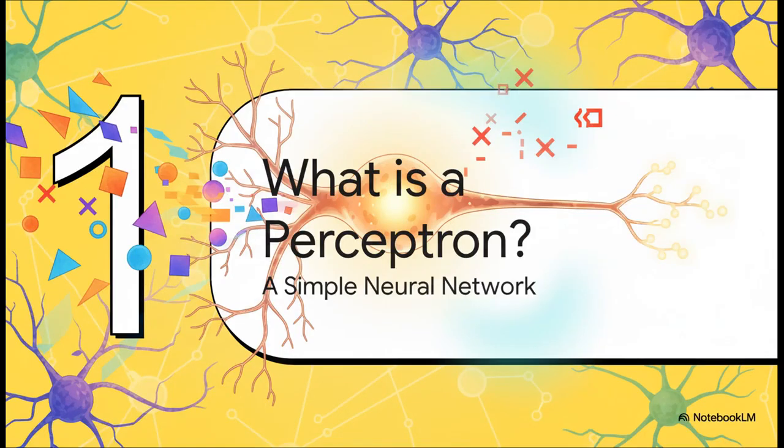So to really get this, we've got to meet the hero of our story today, the perceptron. Now, just think of it as a single artificial neuron. It's the most basic building block for those massive neural networks that power all modern AI. And it really only does three simple things. It takes in some information, it makes a decision, and then it learns from that decision.